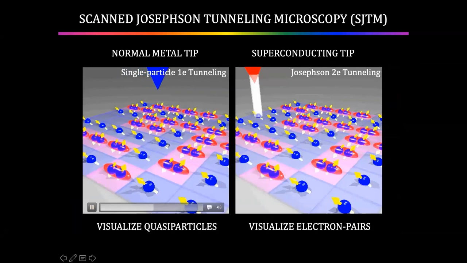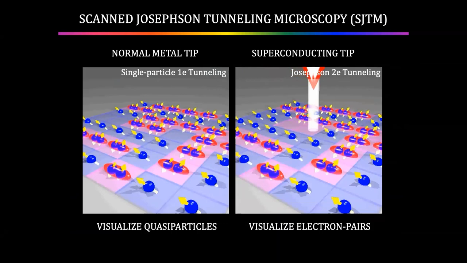But if you take a superconducting tip at low temperatures with only electron pair eigenstates and use Josephson tunneling at zero bias, then as you scan it over the surface, the Josephson current should measure the density of pairs. That's the concept. It's an interesting idea and people have had it for some decades.